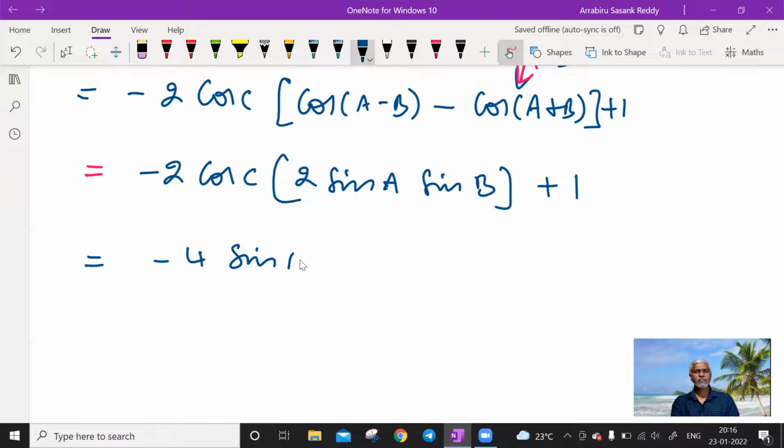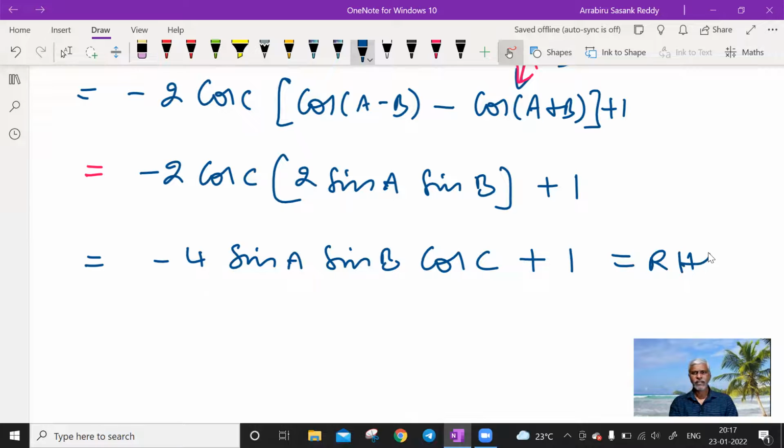A angle, B angle and C angle, I am writing it in order. So A into BC or B into AC, both are the same. So this is the right hand side. Therefore left hand side is equal to the right hand side, hence it is proved.